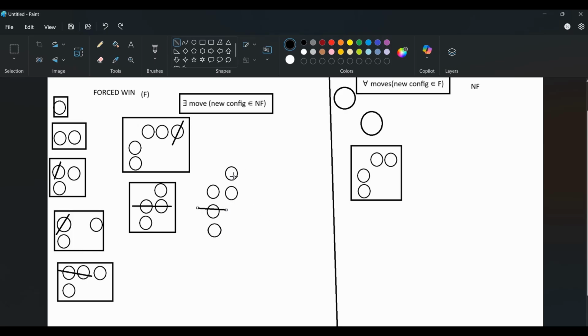Would I do this? I didn't analyze that, right? Yeah, I didn't analyze this. So before this, we should analyze this case, whether this belongs to F or NF. So yeah, if I remove this, it belongs to F. If I remove these two, it belongs to NF. Yeah, so this belongs to F because there exists a move where the new config belongs to NF. Now I can think about my other configuration.